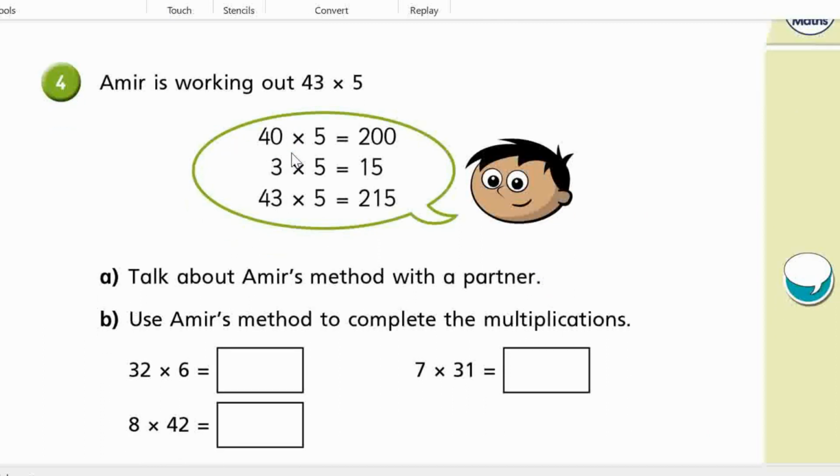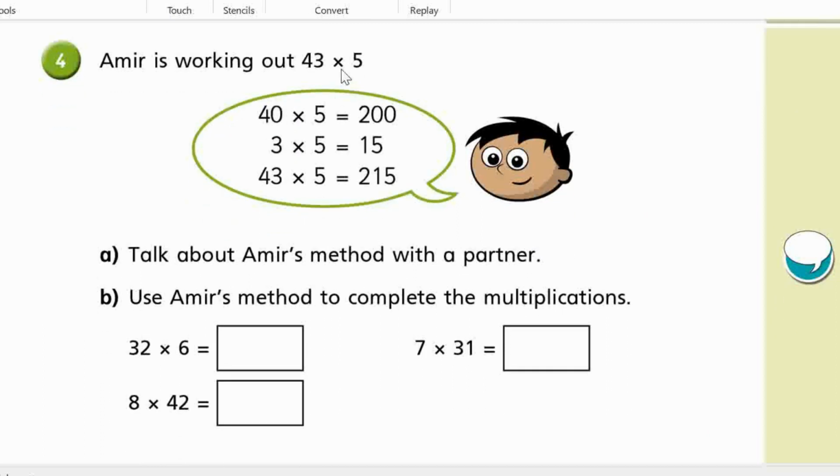Right, Amir is working out 43 times 5. He does 40 times 5, that equals 200. Then he does 3 times 5, which equals 15. And then he adds them together to give him his answer for 43 times 5. Talk about Amir's method with a partner. Use Amir's method to complete the multiplications.